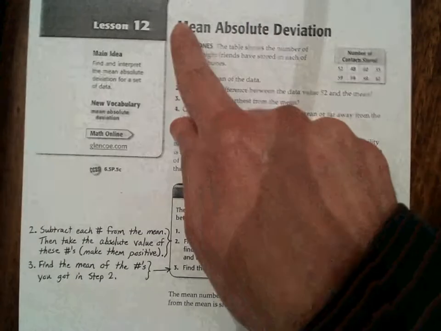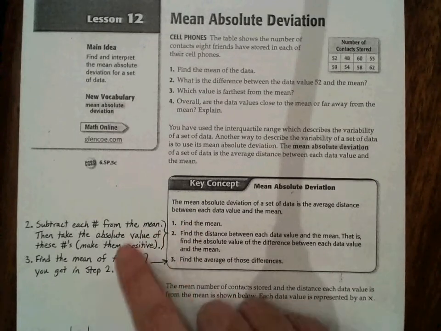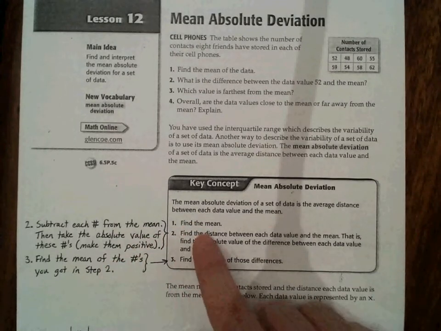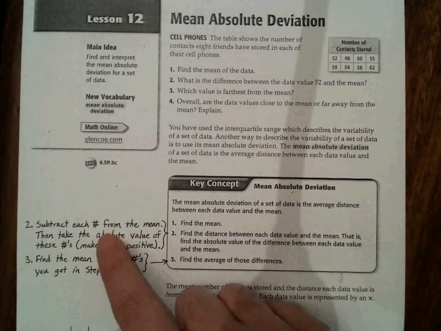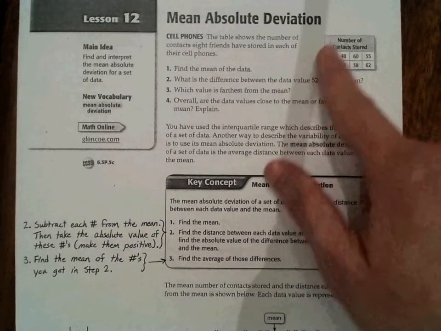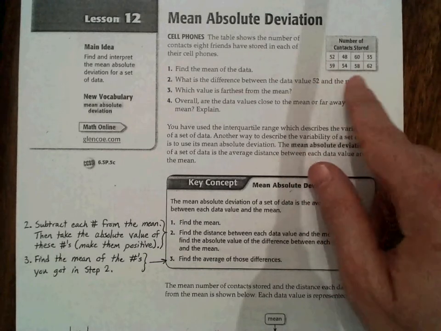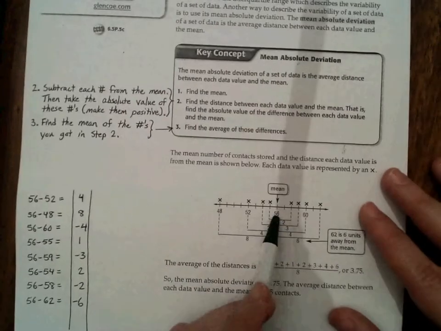So the steps are down here, and I've written some things to the side because there are different ways you can do this. I like to use steps 2 and 3 over here to the side. First thing you're going to do is find the mean. Look at these numbers, add them up and divide by 8. You see they've done that for you and found the mean is 56. The reason they got 56 is they added these numbers up and divided by 8, because you add your numbers up and divide by the amount of numbers that you have.